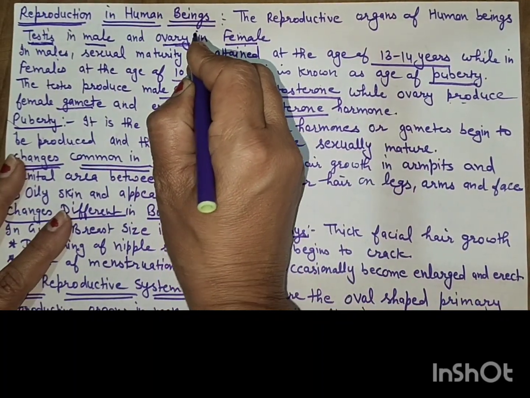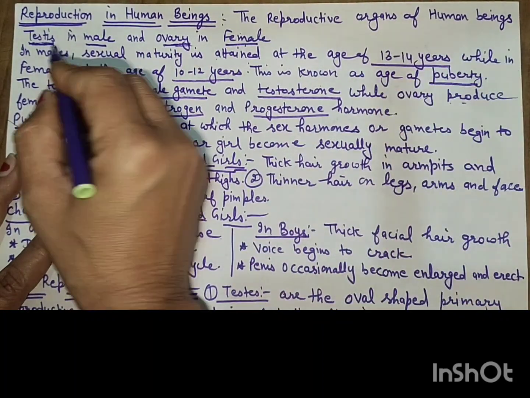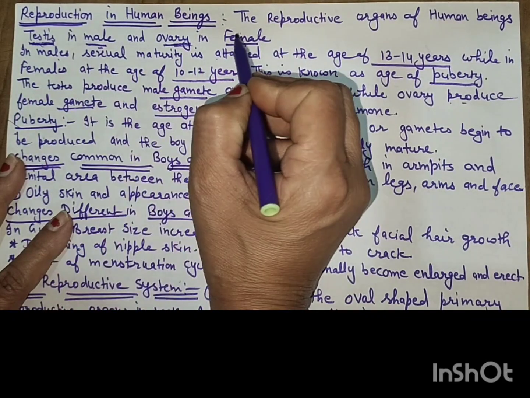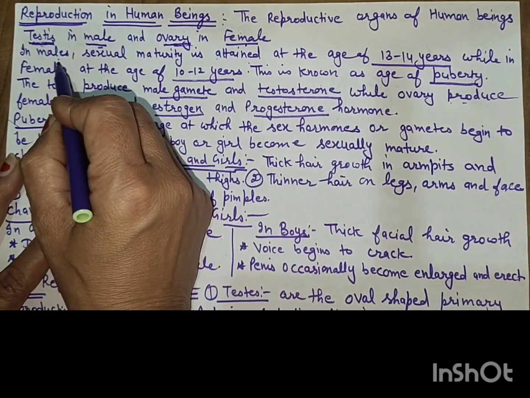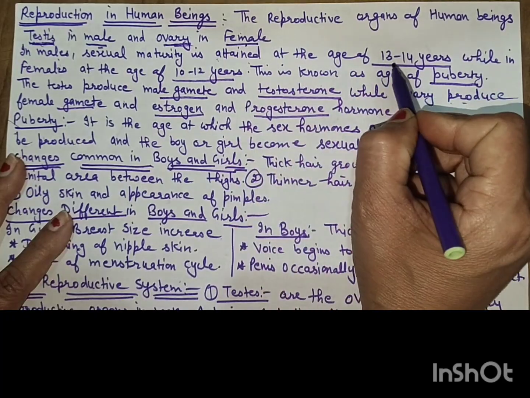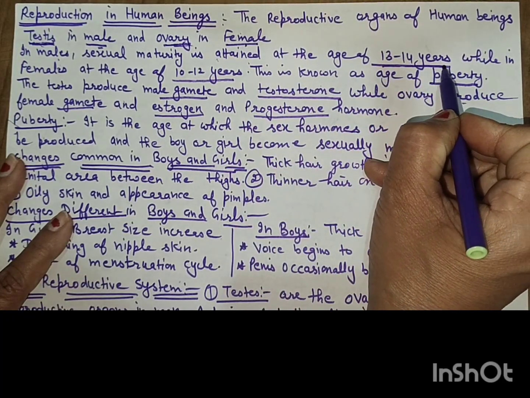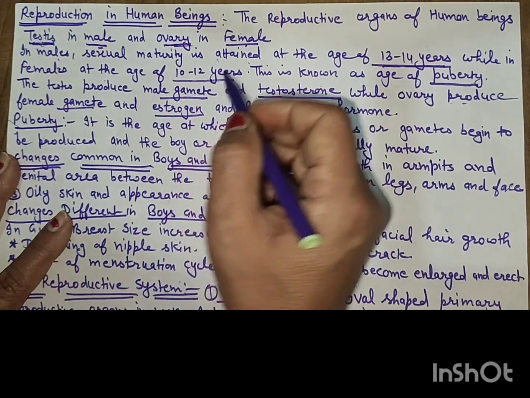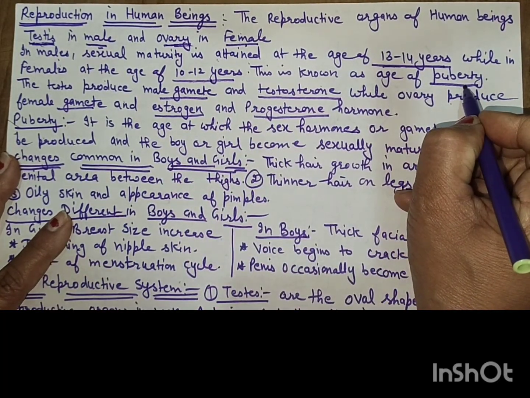Reproduction in human beings. The reproductive organs of human beings are the testes and ovaries: testes in the male and ovary in the female. In males, sexual maturity is attained at the age of 13 to 14 years, while in females at the age of 10 to 12 years. This age is known as the age of puberty.